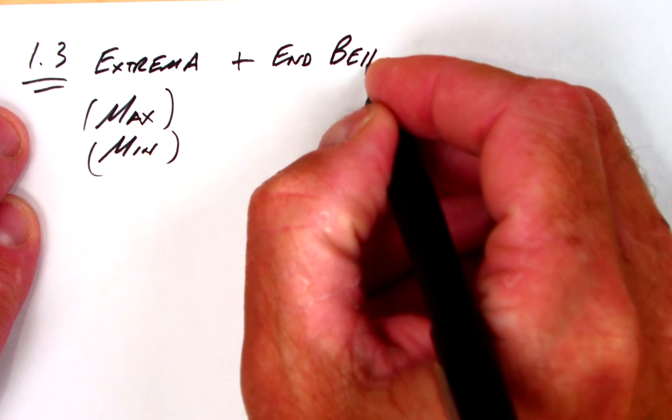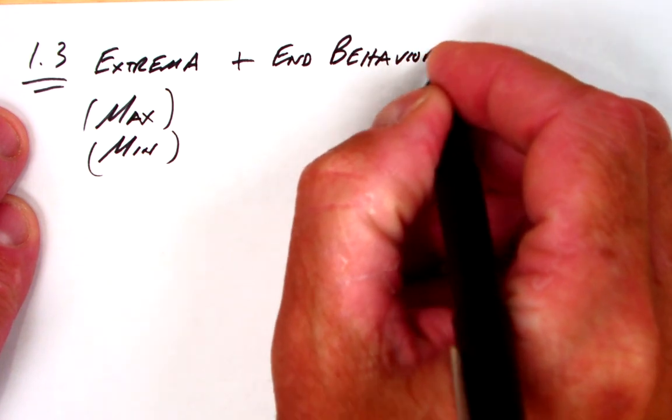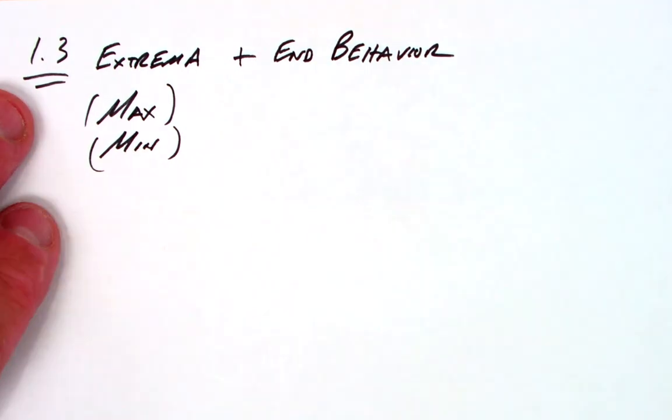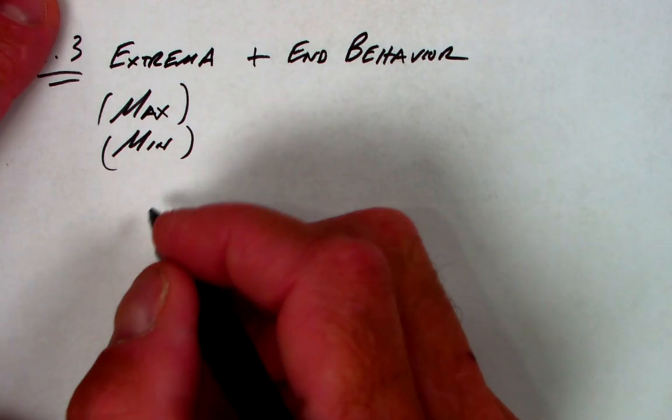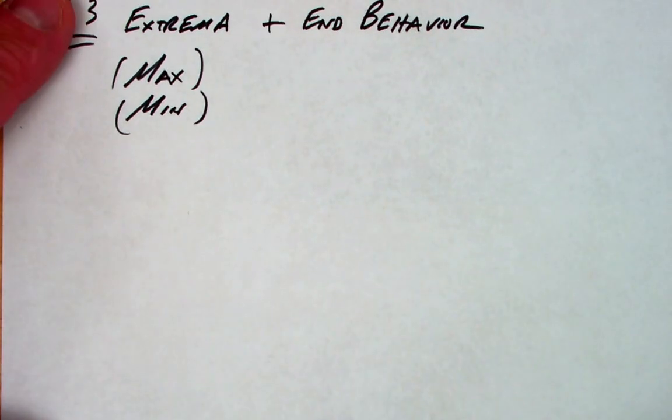And we're also going to talk about end behavior. End behavior, we'll define that a little bit later on, but it's just telling a story of what's going on with the graph. Okay. So let's just start off with extrema.